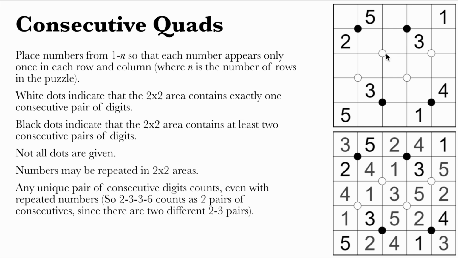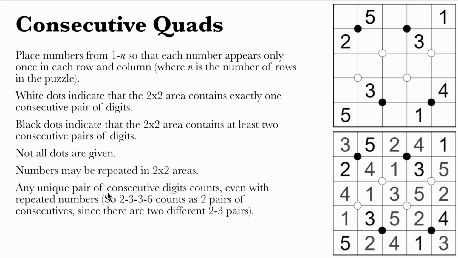This white dot here is saying there's exactly 1 consecutive pair, and if we look at this region, the only consecutive pair there is the 3, 4. But no dot at all is just giving us no information. It isn't the same as saying there are no consecutive pairs, because of the not all dots are given. Numbers may be repeated in 2x2 areas, straightforward enough.